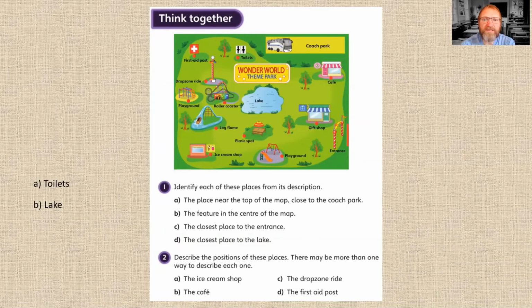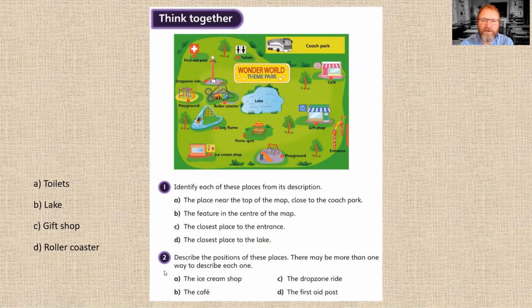C, the closest place to the entrance. So we look at the entrance, down here on the right-hand side, and the gift shop is the closest place to the entrance. And the closest place to the lake. Now we have to be careful here because there's lots of things near to the lake. This is just the name of the map, so don't get confused with that. And I think the roller coaster is the closest thing to the lake.